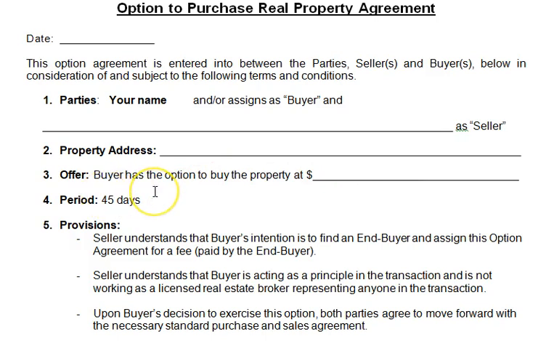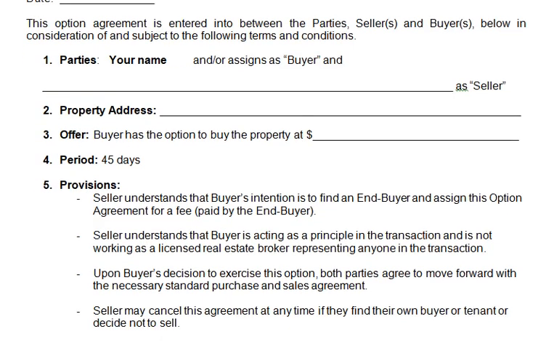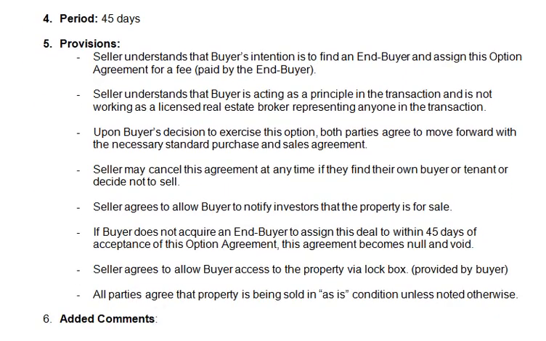the length of the option period. So it's 45 days here. And then the terms of the option, or the provisions. The seller understands that you can find another buyer for this property under this option agreement. The seller understands that you are acting as a principal in the transaction and you are not working as a licensed real estate broker. So you're saying that this is giving you an option to buy the property.